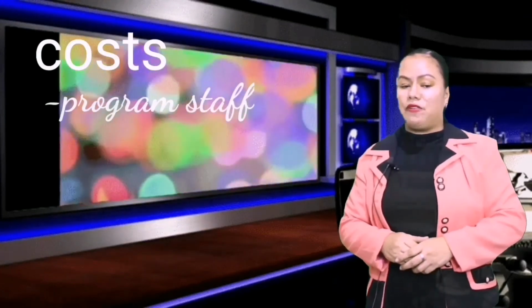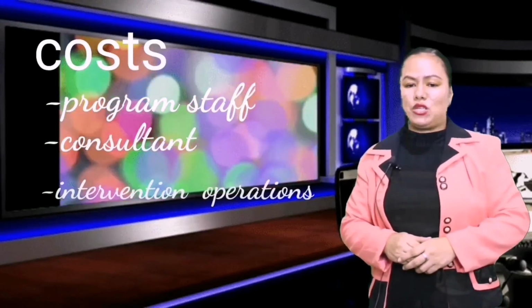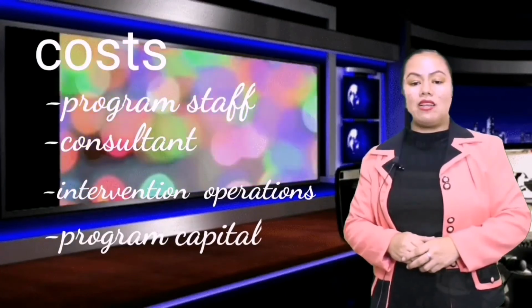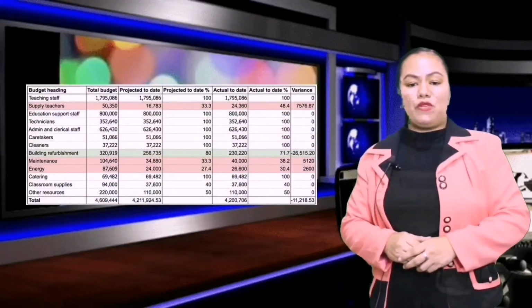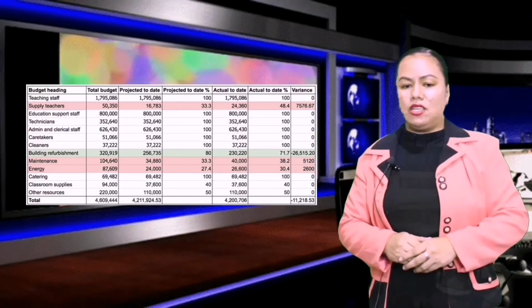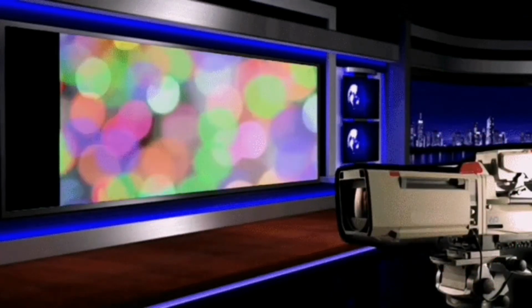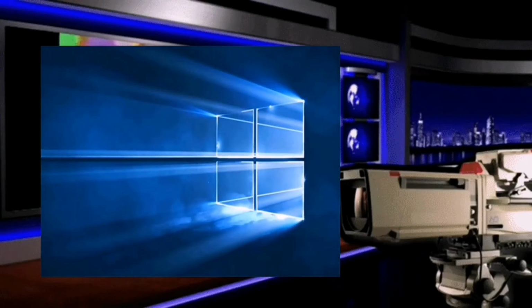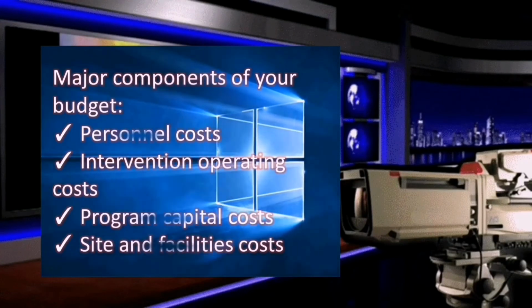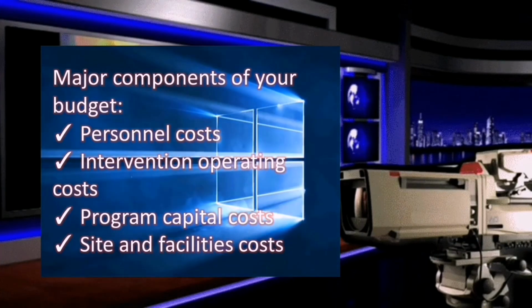In determining your budget, you will have to take into consideration the cost of program staff, consultants, intervention operations, and program capital cost. The worksheets below provide simple and easy-to-follow tables to help you determine cost allocations per projected expenses. The major components of your budget: personnel cost, intervention operating cost, program capital cost, and site and facilities cost.